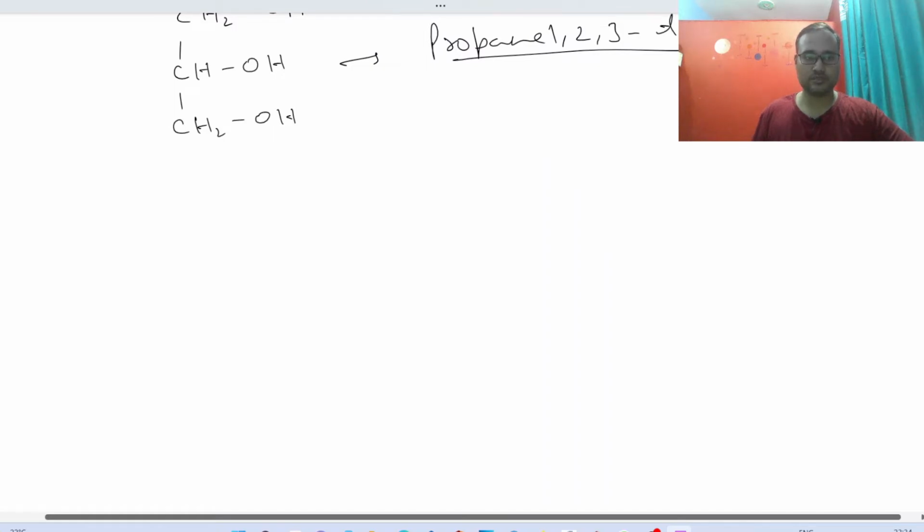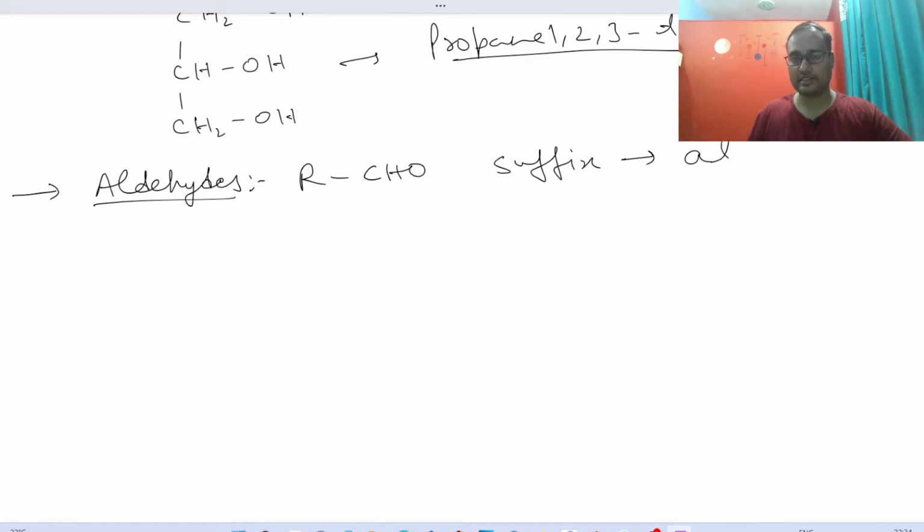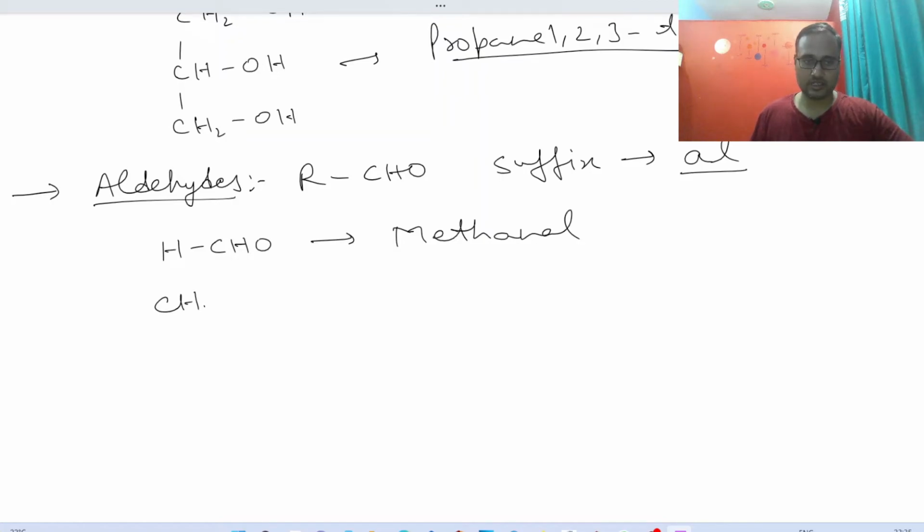The next functional group that comes on the way is aldehydes. Aldehydes have the general formula RCHO and the suffix we'll be using for them is al. It's not ol, it's al. A then L. So the first aldehyde which we have is HCHO, and it could be named as methanal. Then when we increase the carbon content, we can write it as CH3CHO and name the compound ethanal.